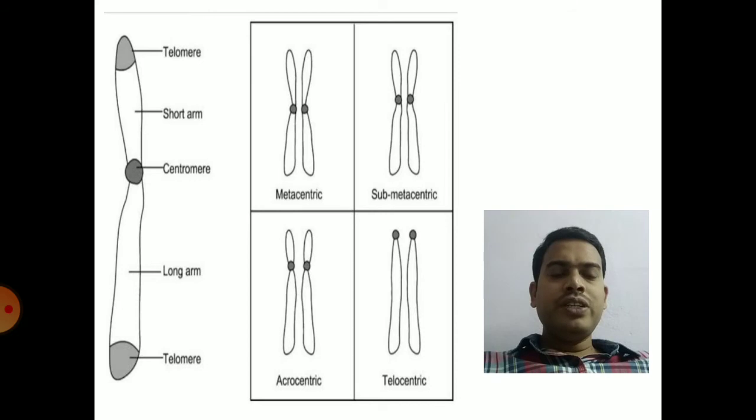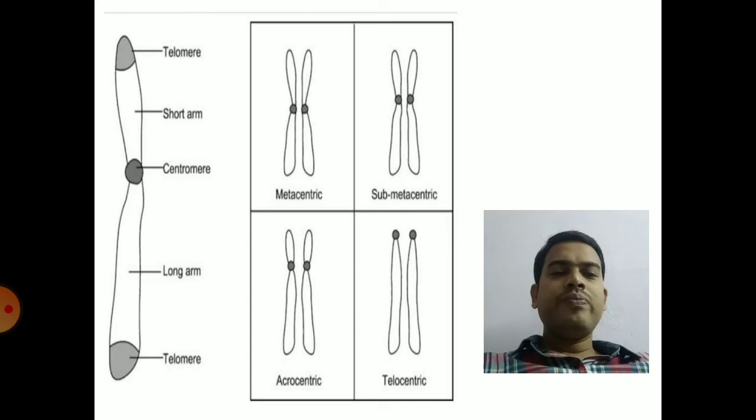Based on the centromere position, the chromosomes are classified into four major types. You can see on the left top, the metacentric chromosome, where the centromere is located exactly at the center of the chromosome. And the submetacentric chromosome, where the centromere is located such that 60% of the chromosome is on one side and 40% on the other side. The centromere is placed between those 40-60 positions. Such a chromosome is called a submetacentric chromosome.